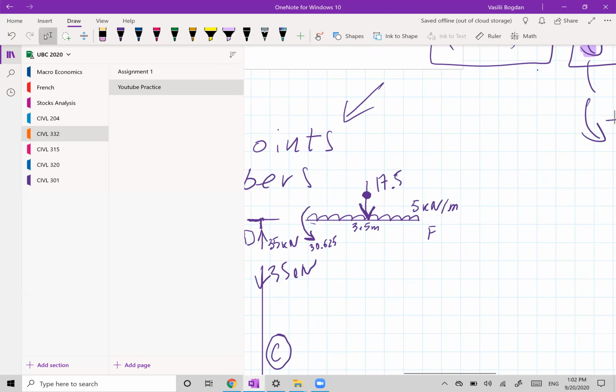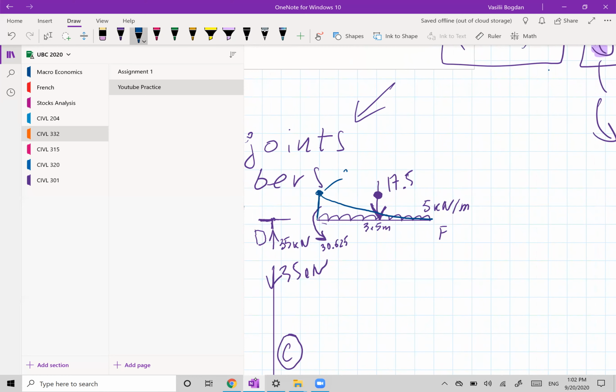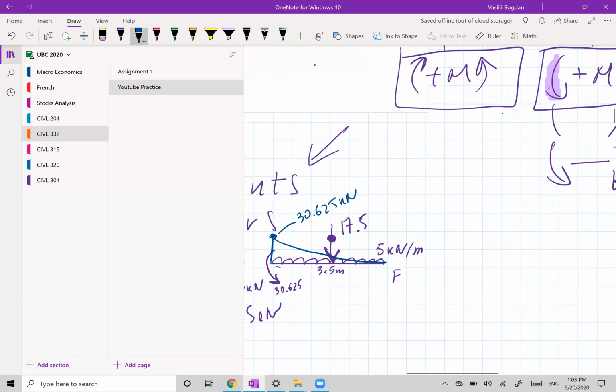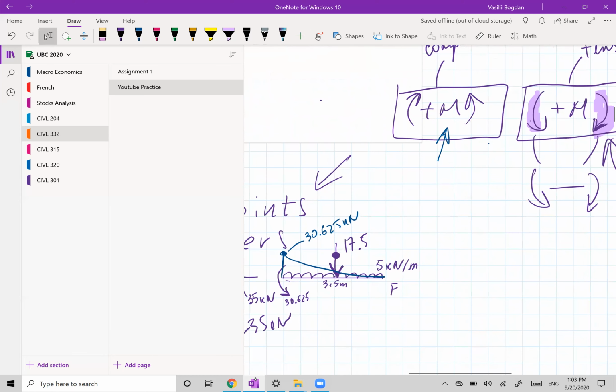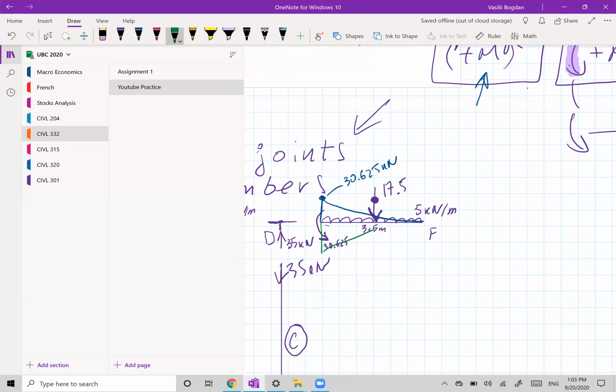So I go up here like this. And because it's UDL, I have to do it like that. It's not a straight line, it's a parabolic line, okay? And this is our 30.625. Again, if your prof tells you to use the other convention, your diagram will just be mirrored like this, okay? That's the whole difference.